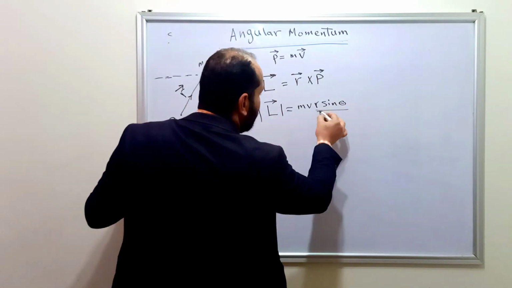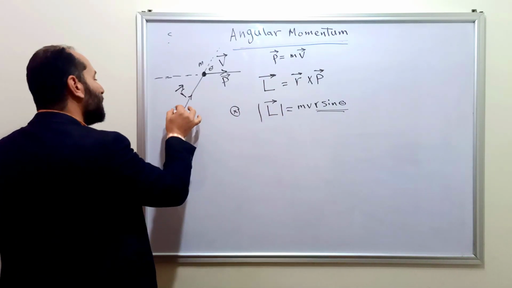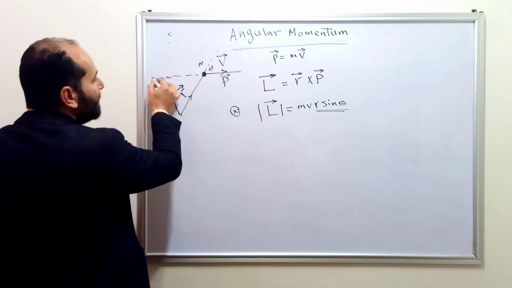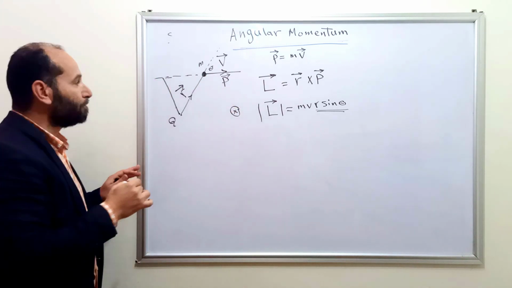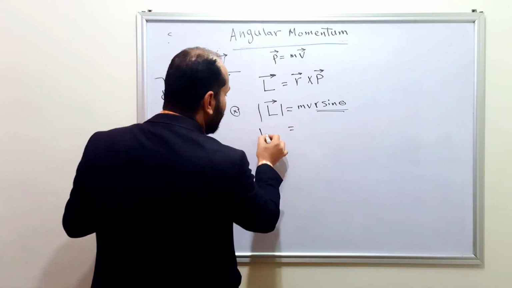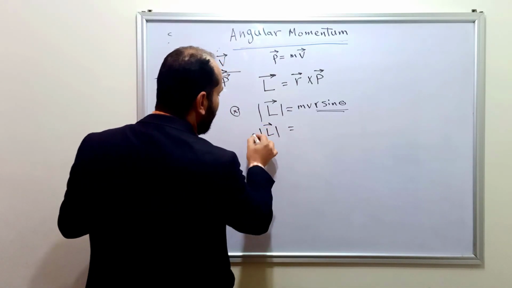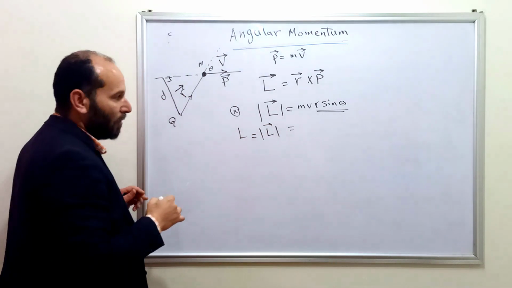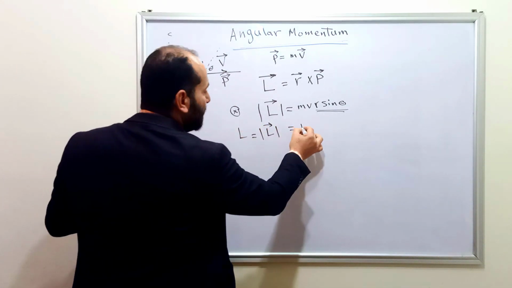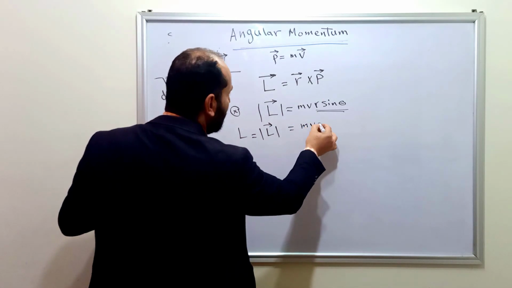R sine theta here equals the perpendicular distance between Q and the line of P, called D. So L here, we can call it L without the vector symbol, equals mvd.